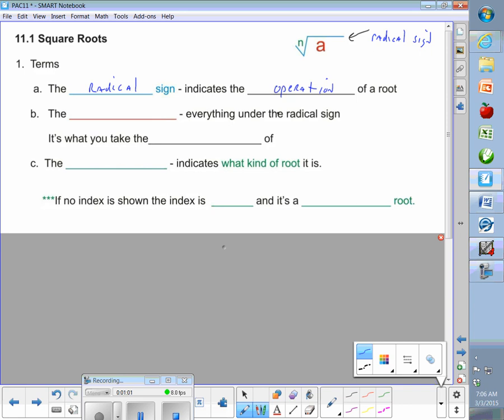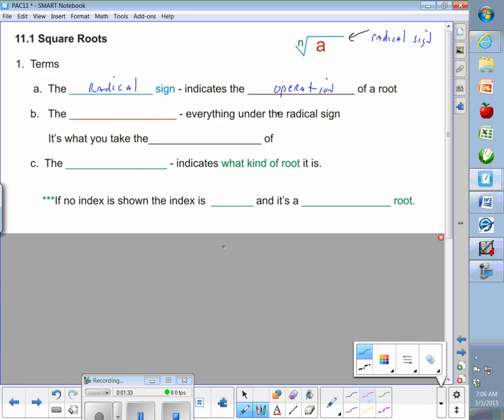Again, operations in mathematics are things like multiplication, addition, division, subtraction. When you have a raised dot, the raised dot tells you to multiply the numbers. When you have a radical sign, the radical sign tells you to take the root. It's an operational sign. So the radical sign tells you to do an operation, and in this case, taking a root. And we'll talk about what that is in just a couple minutes.